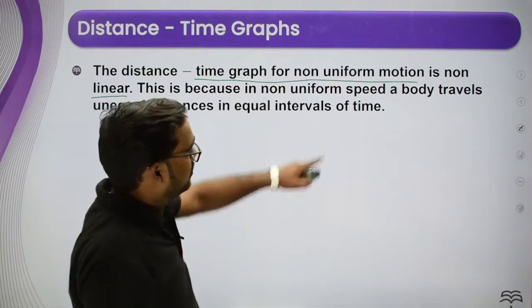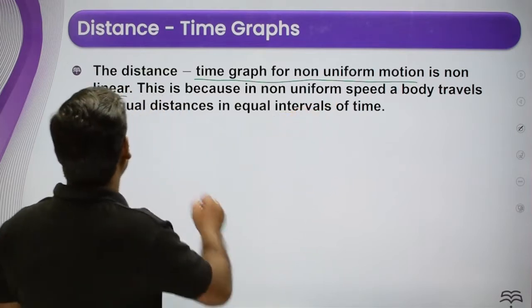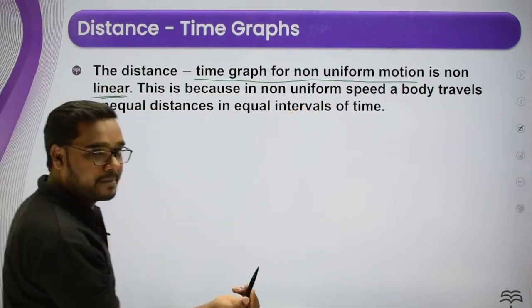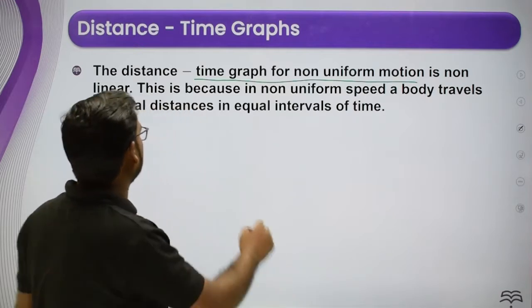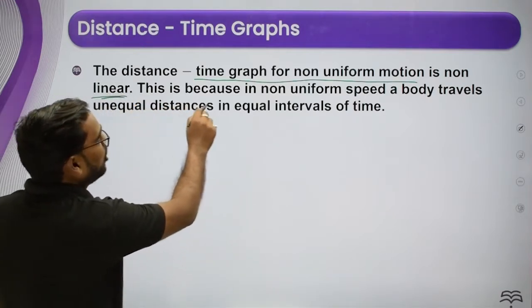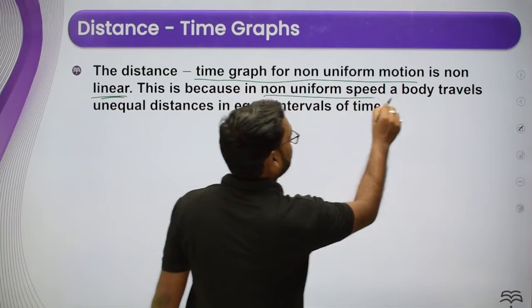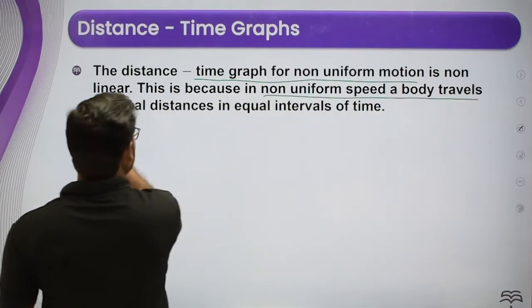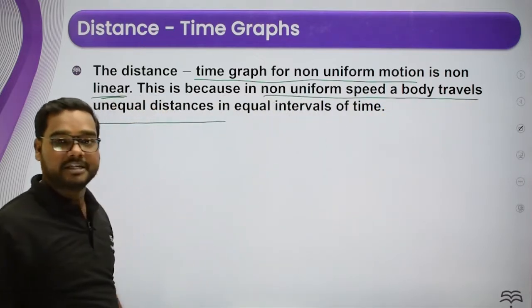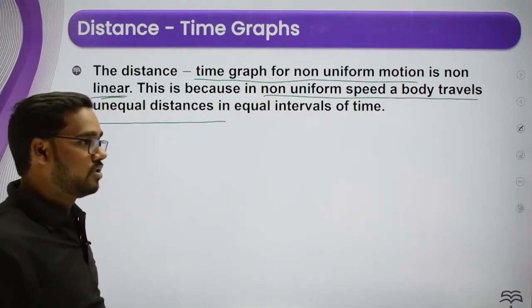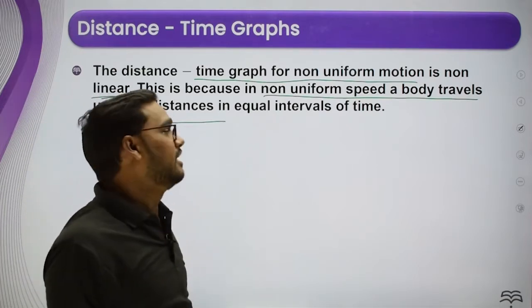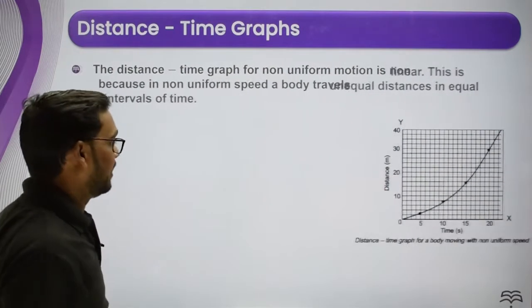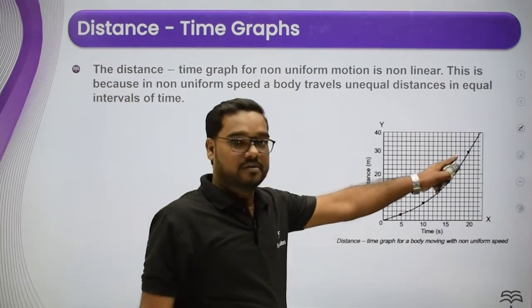So you can say that the graph is non-linear. It may be parabolic. What is parabolic? I will show it in the graph. This is because a body with non-uniform speed travels unequal distance in equal time interval. I have already discussed this with you. So you will get a parabolic graph. Now this is the parabolic graph.